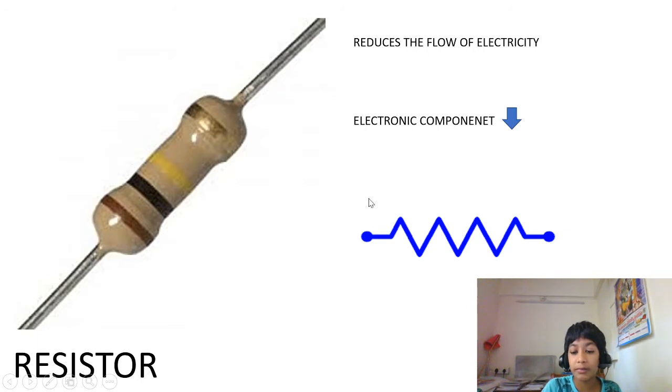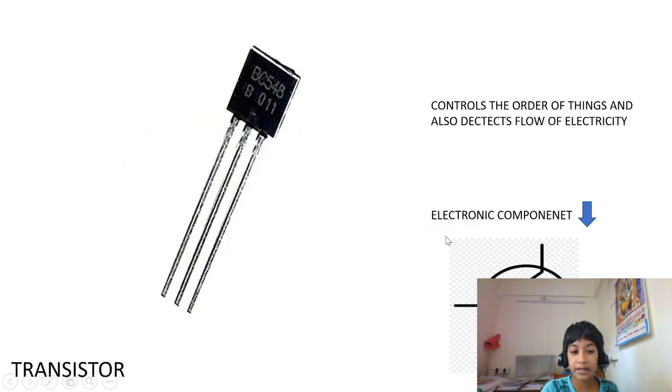So the electronic symbol for a resistor is this. As you can see, my cursor is pointing. So let's move to the next one.